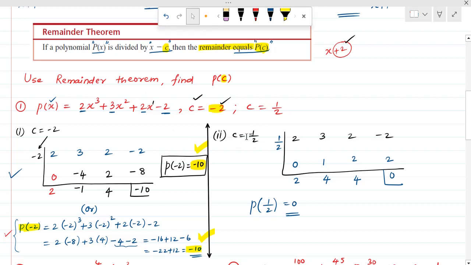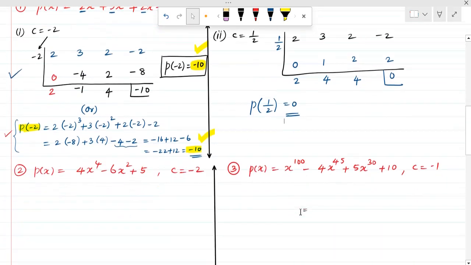If I substitute the same C equal to half in the polynomial, at the last you will get the same thing, a 0. This is no need. This is only for your verification. I just do these two things. Only you will do the synthetic division, finding the remainder using the synthetic division. It is more than enough.